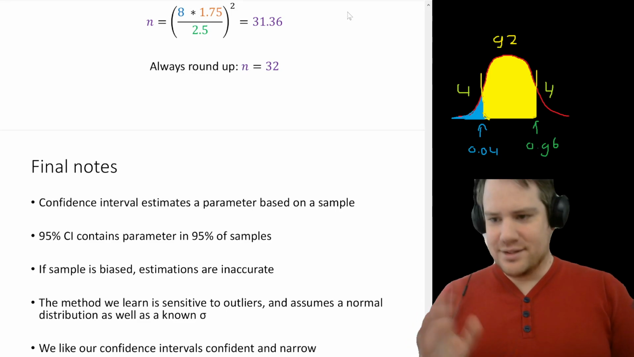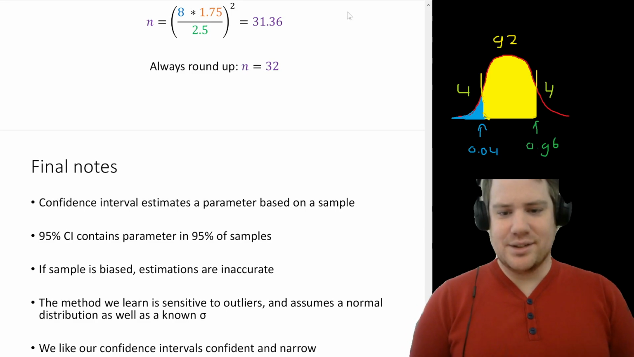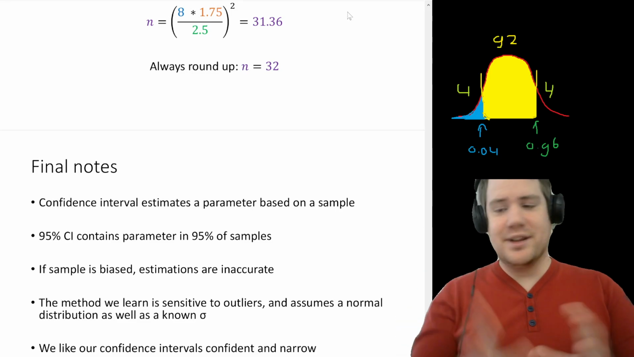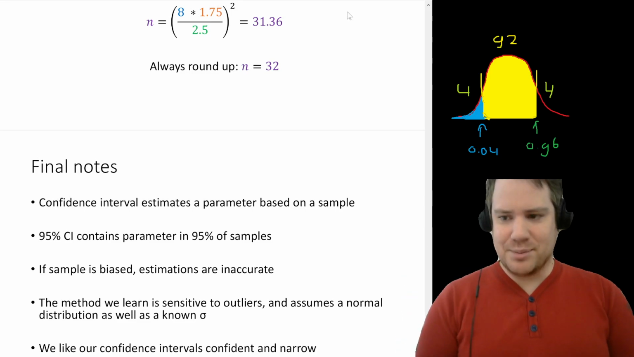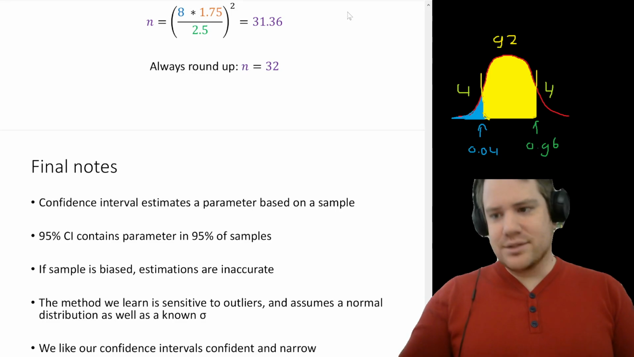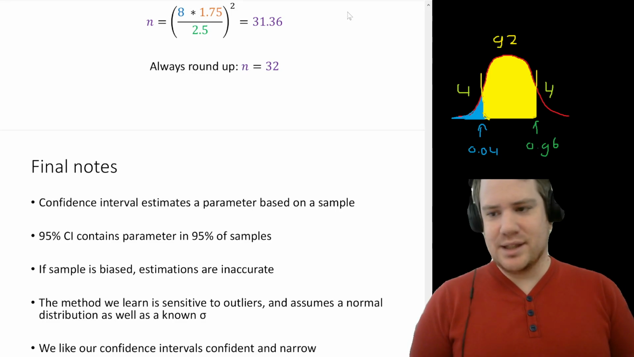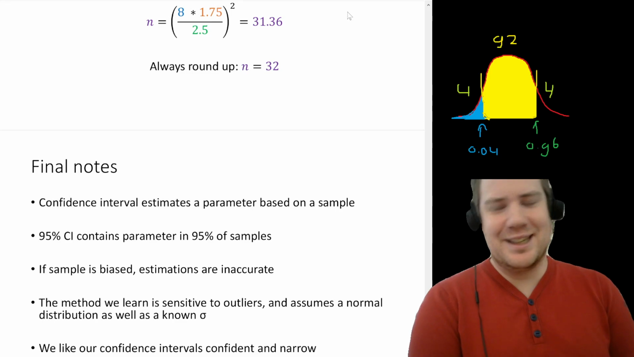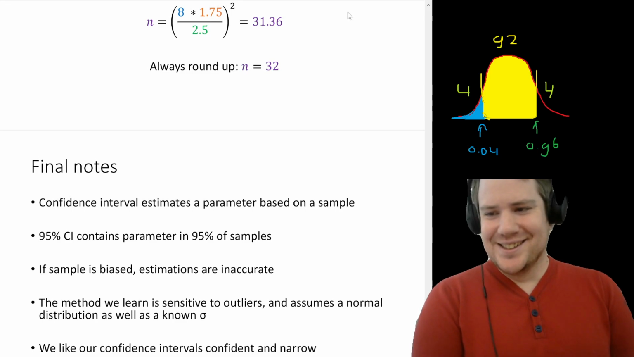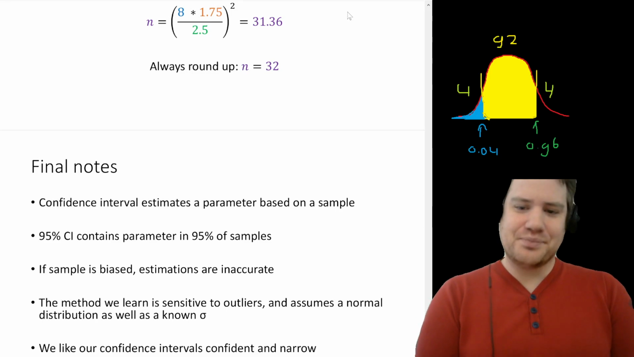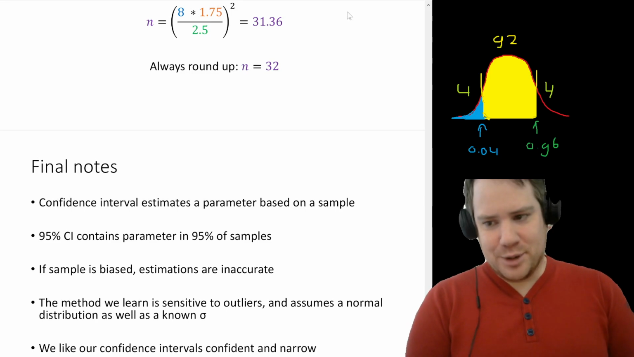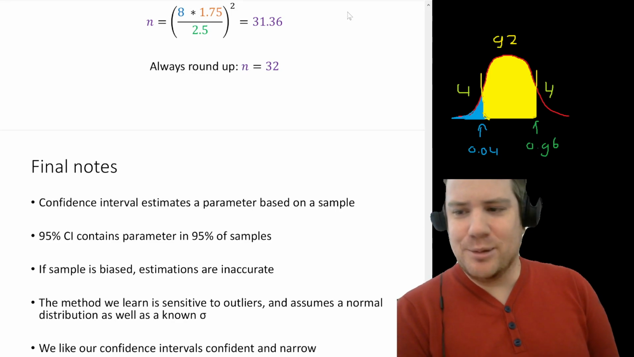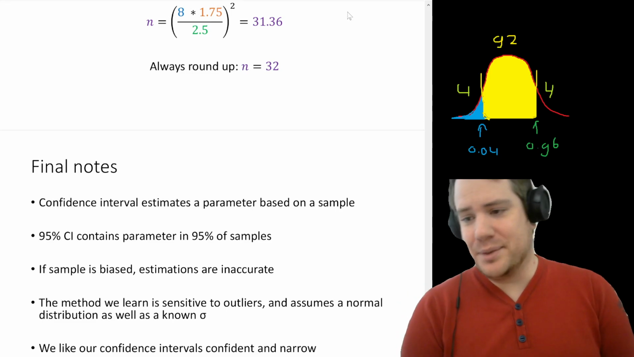If the sample is biased, all the estimations are inaccurate. So everything we did here about the confidence interval and where the parameter likely is goes out the window the moment the sample is biased, because all of what we calculate is based on the idea that it was a random sample. So that throws everything out if it's not. We cannot calculate the probability for a biased sample because we don't know in what way it's biased.